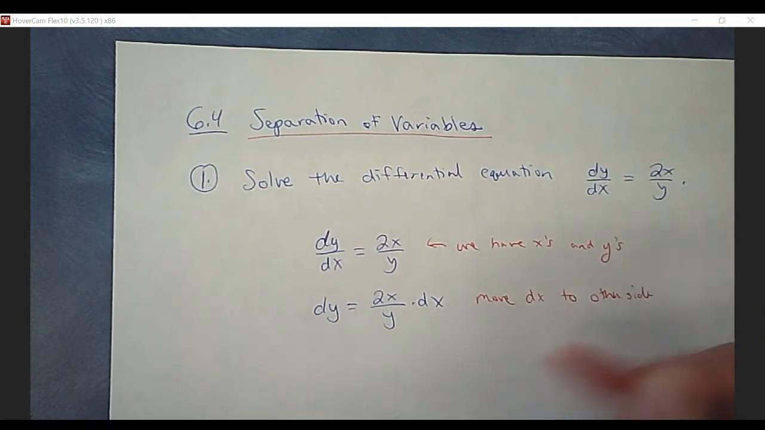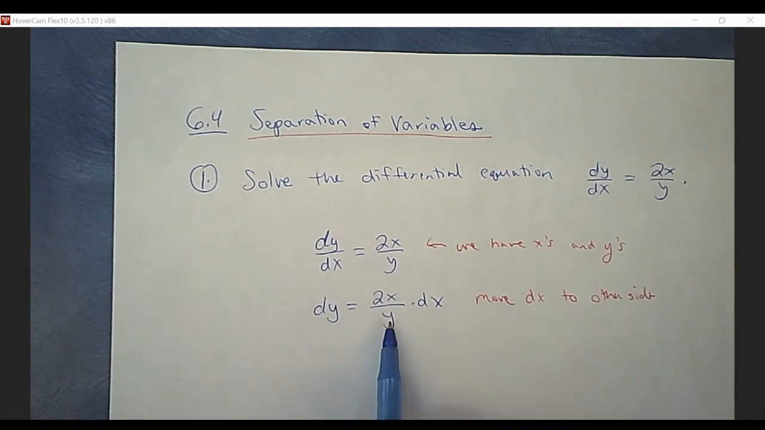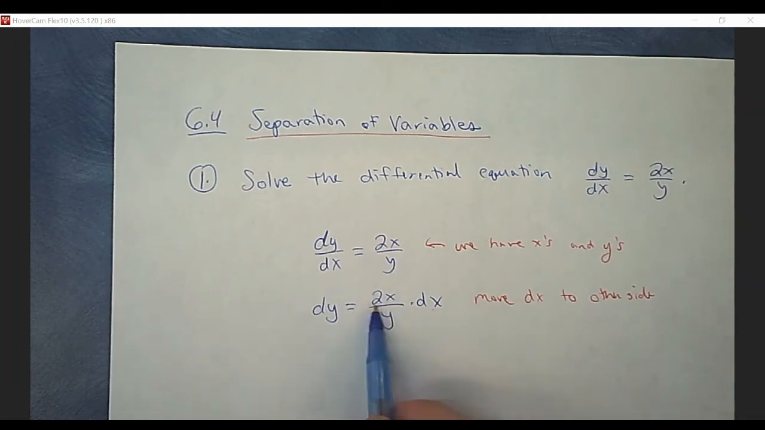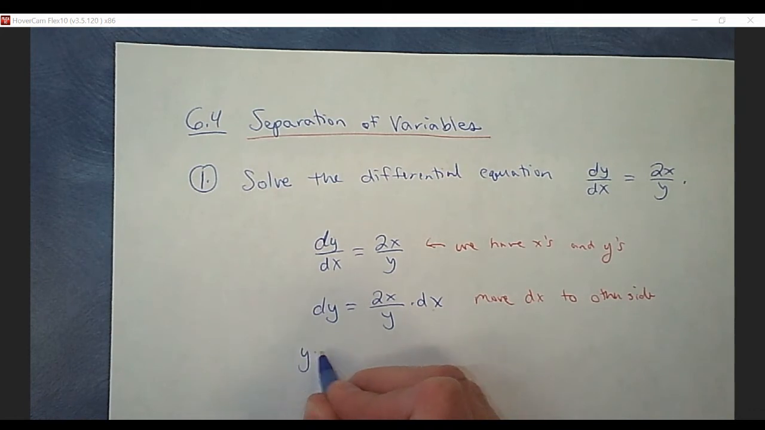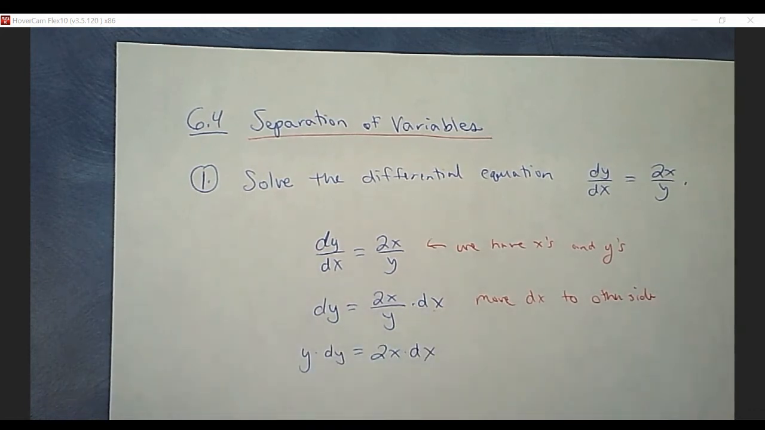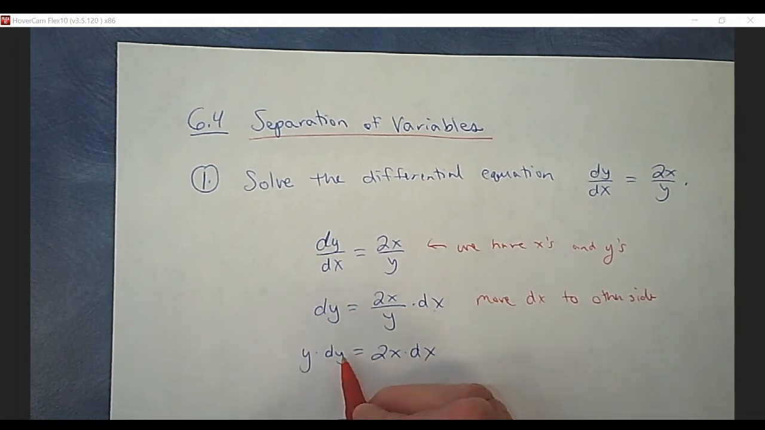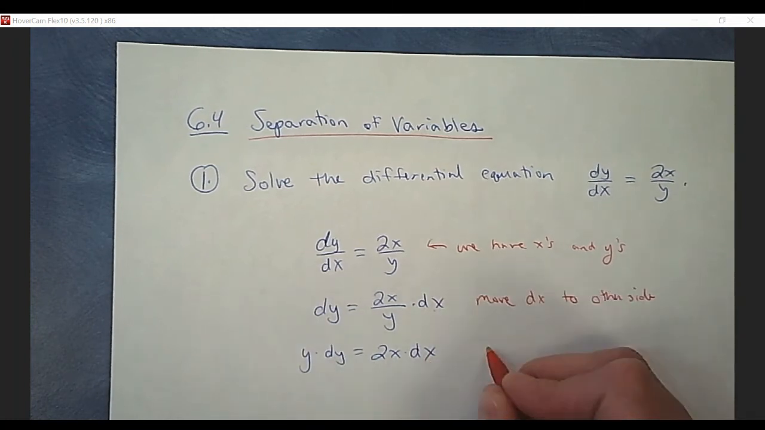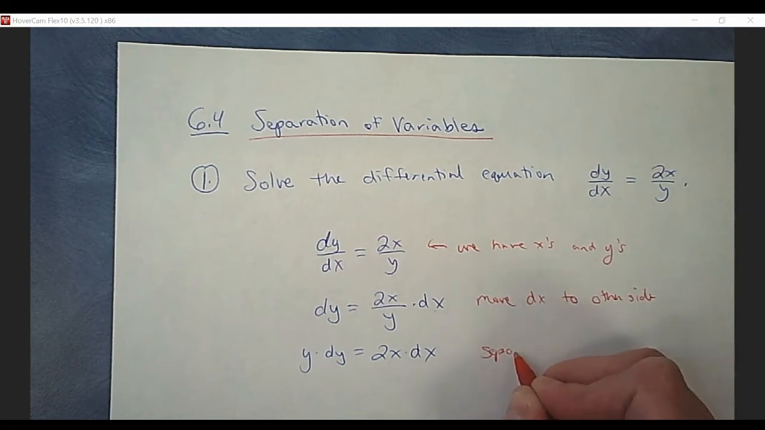And then what I want to do is get all the expressions that have y in them on the side with the dy, and all the expressions that have x with them on the side with the dx. So what that means for this problem is just move the y over. Since we're dividing by y, we can multiply both sides by y. And now we have all the terms with y on the side with dy and all the terms with x on the side with dx. Okay, so that's why it's called separation of variables.